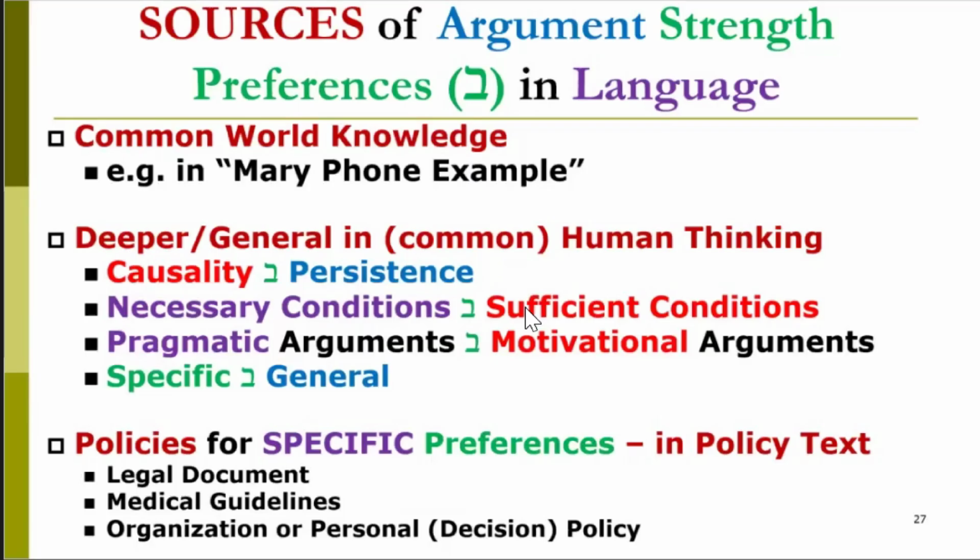Okay, things persist in time. But if something happens, Newton's kind of thing, then it changes. So there are these general preferences. And then there is the third category of where do these strengths come from. And this relates to problem solving. And this relates to policies, decision policies that are specific to a certain problem, whether it's a legal document, whether it's medical guidelines, whether it's a decision policy of some organization or some personal decision policy.